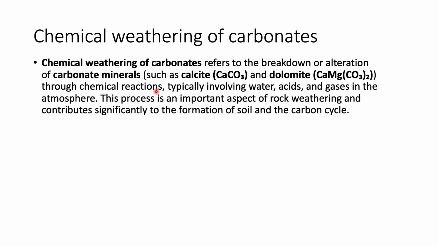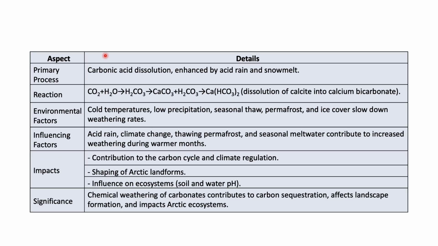So what is chemical weathering of carbonates? Chemical weathering of carbonate refers to breakdown or alteration of carbonate minerals, mainly calcium carbonate, that is calcite, and dolomite, that is calcium magnesium carbonate, through chemical reactions typically involving water, acids and gases in the atmosphere. So this process is an important aspect of rock weathering and contributes significantly to the formation of soil and the carbon cycle. Let us look at the various aspects and their details.